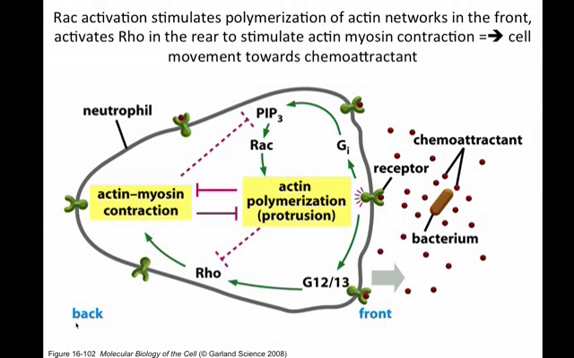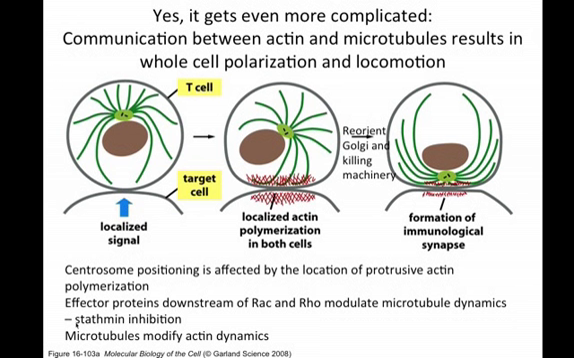What did I say? Rac activation stimulates polymerization of actin networks in the front, activates Rho in the rear to stimulate actin-myosin contraction. The cell moves forward towards the chemoattractant. Okay, but it gets even more complicated than that, surprisingly, because there's also communication between actin and microtubules, which results in whole cell polarization.